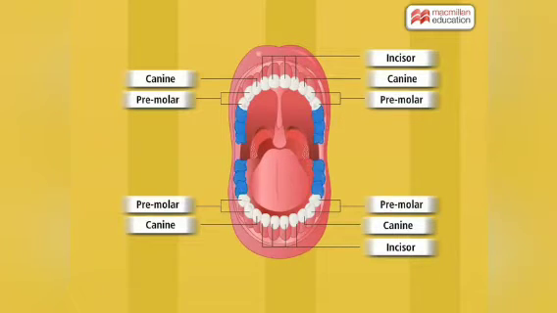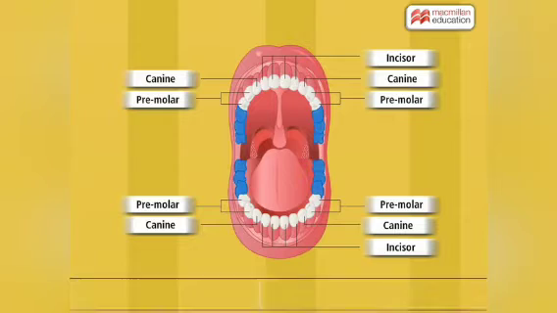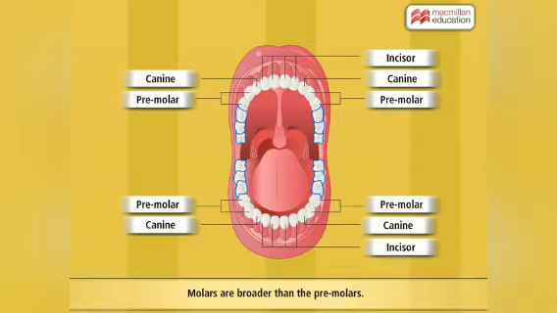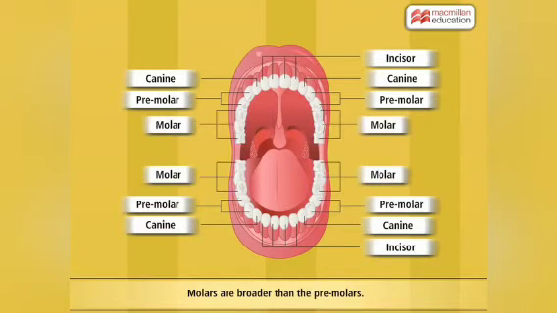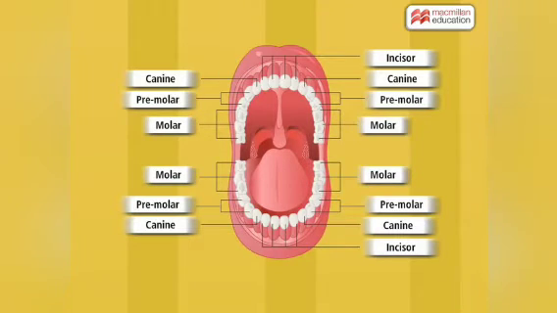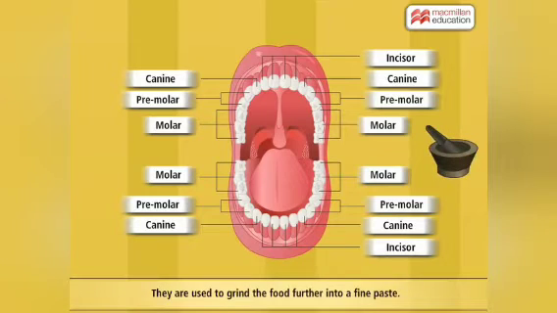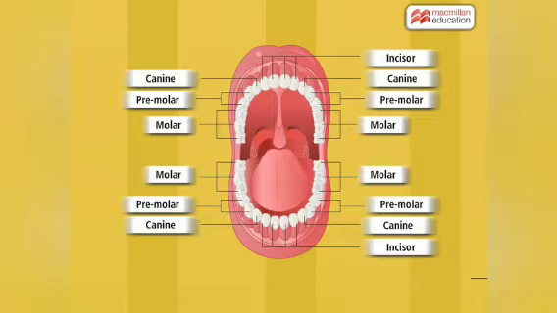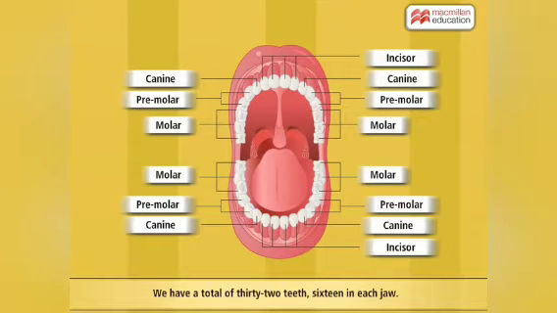Look at the last 3 teeth on both sides of each jaw. On both sides of each jaw, the last 3 teeth are broader than the premolars. These are called molars. Their function is similar to the premolars, but they are used to grind the food further into a fine paste. We have in total 32 teeth, 16 in each jaw.